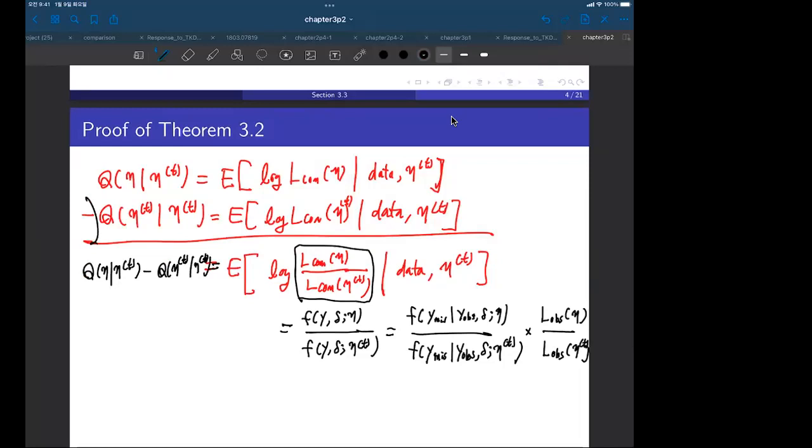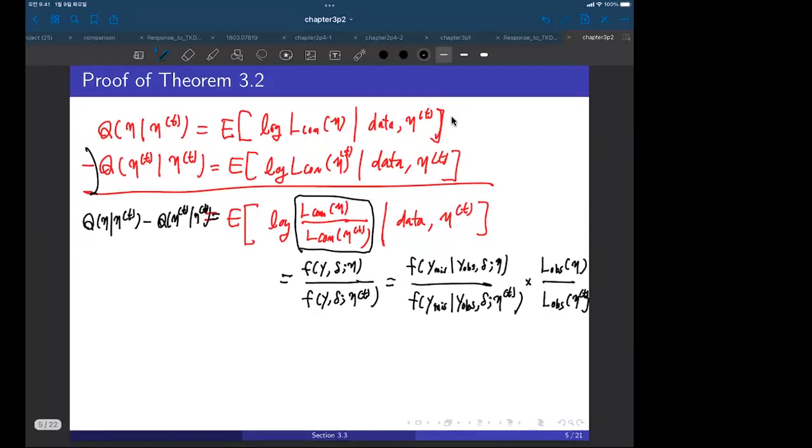Anyway, now we apply the expectation of the log on both sides. Because of the log, the product becomes a summation. Then this will be equal to the expectation of the log of the conditional density.